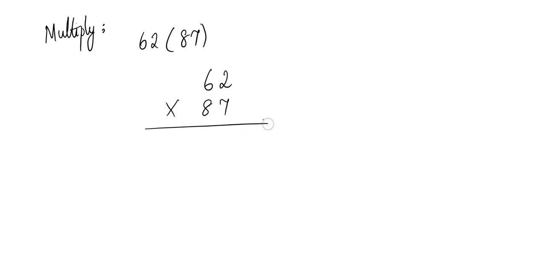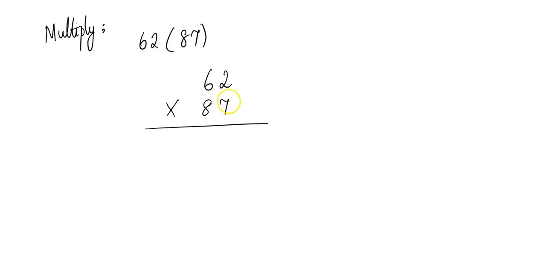How about this one? This one says multiply and then 62 parentheses 87. You know that means multiplication, so line them up. 62 times 87. So this is slightly different because now you have a 2-digit number that you're multiplying it by. Therefore, we have to be extra careful.